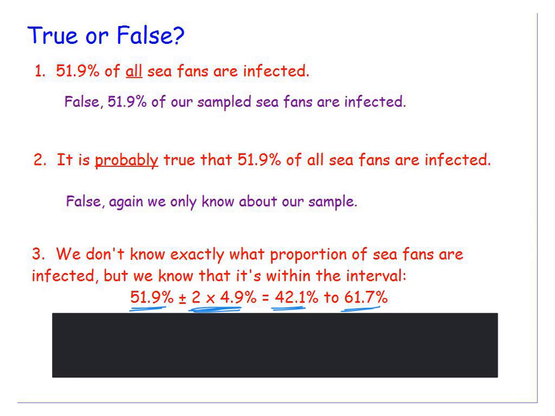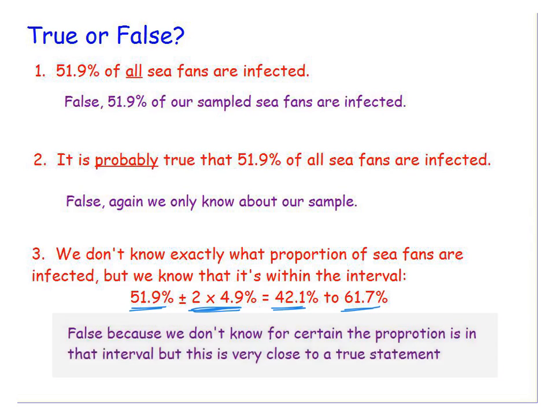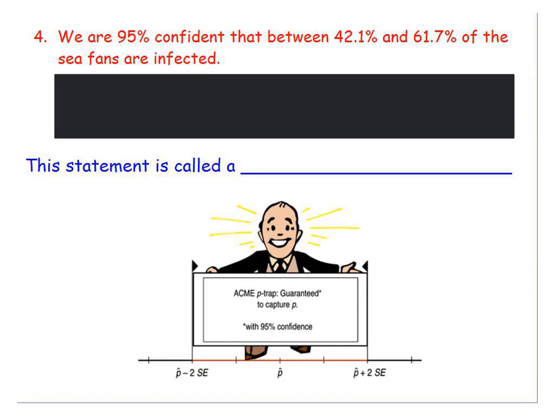Well, here's the problem. This is really getting close to what we want, but the problem is we can't say definitively that our answer is between those numbers. We can never say for certain because, again, all of this is based upon estimates. So we're not certain that it's in that interval, but this is getting much closer to a true statement than the other two. So let's look at one last true or false statement.